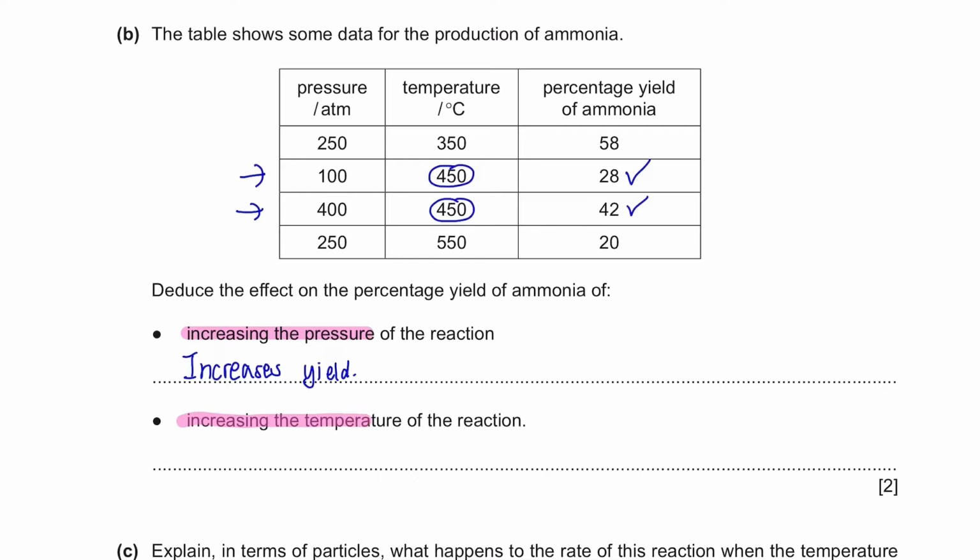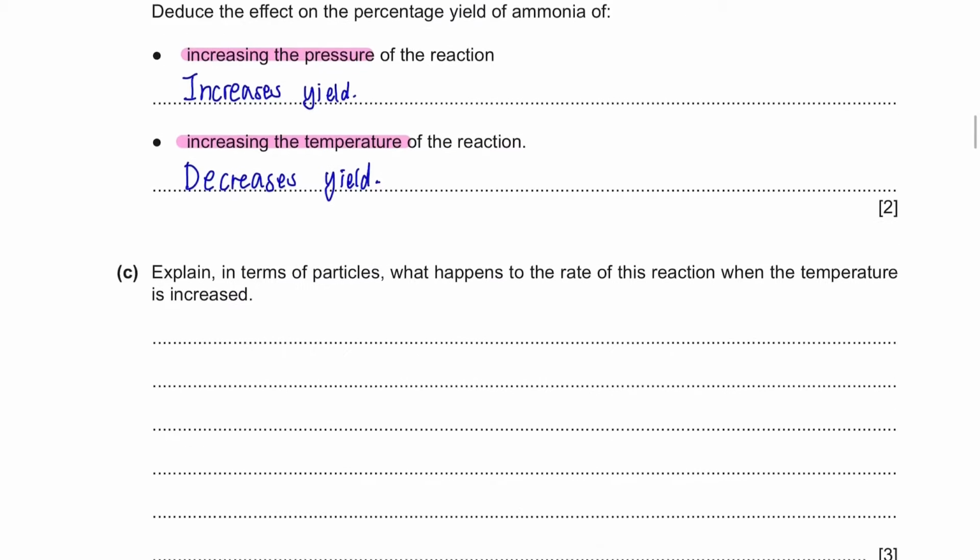Next, increasing the temperature of the reaction. This time we compare the rows that have the same pressure, which are these two. When the temperature was 350 degrees, the percentage yield was 58, but when the temperature was increased to 550, the percentage yield became 20, so the percentage yield decreased. For this question, you have to identify which rows to look at, and when you're comparing something, make sure the other variables stay constant.